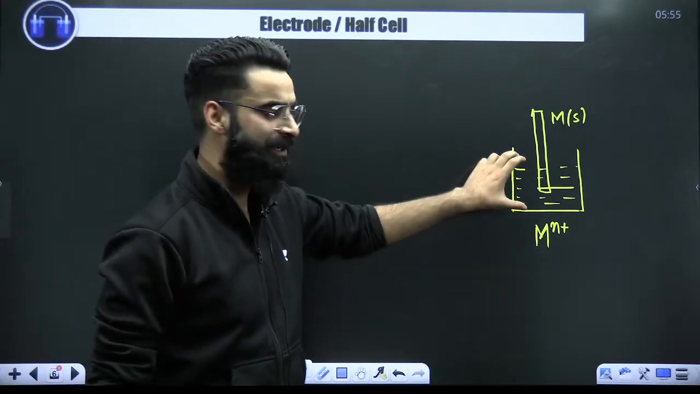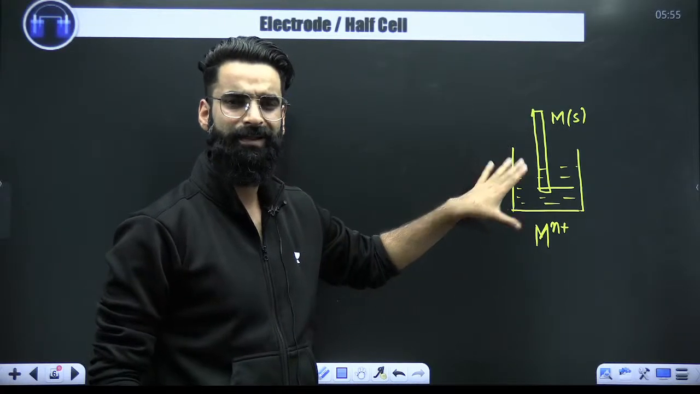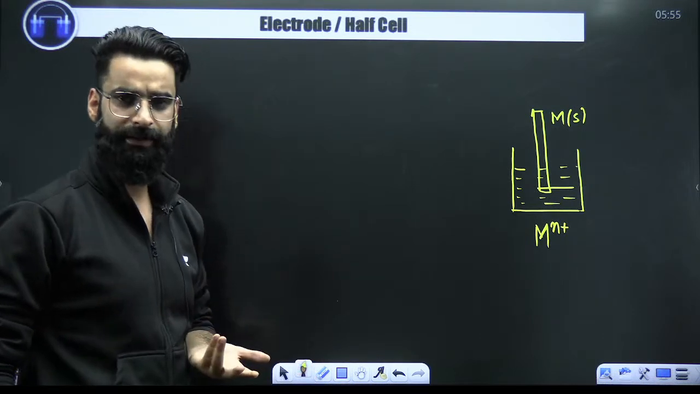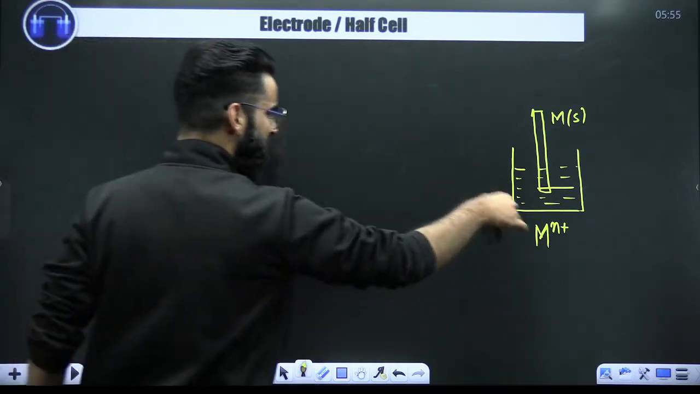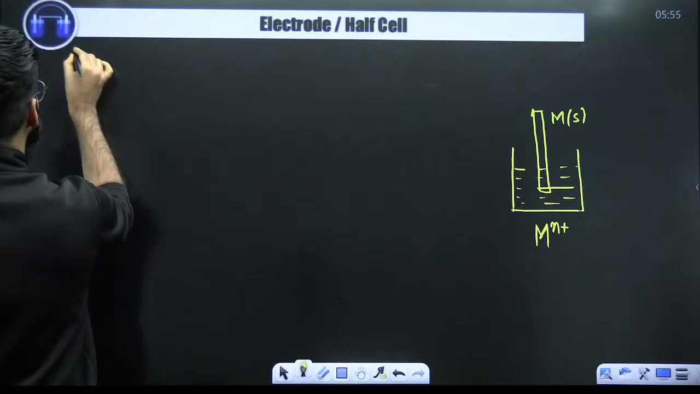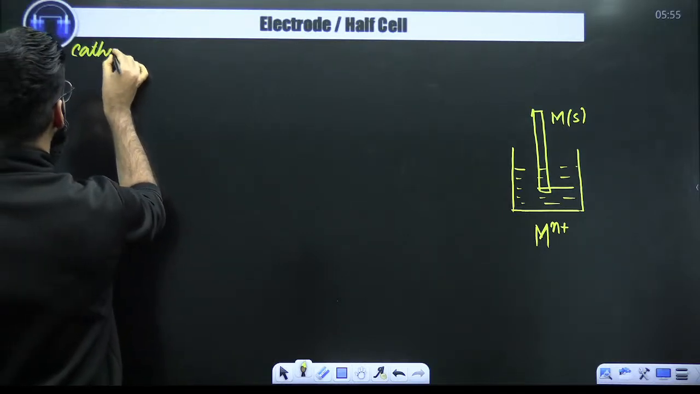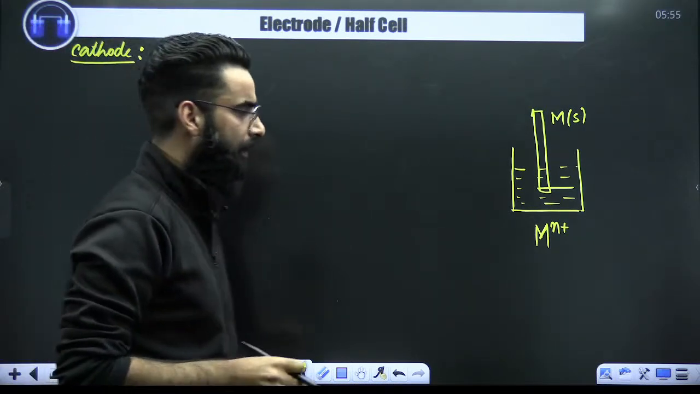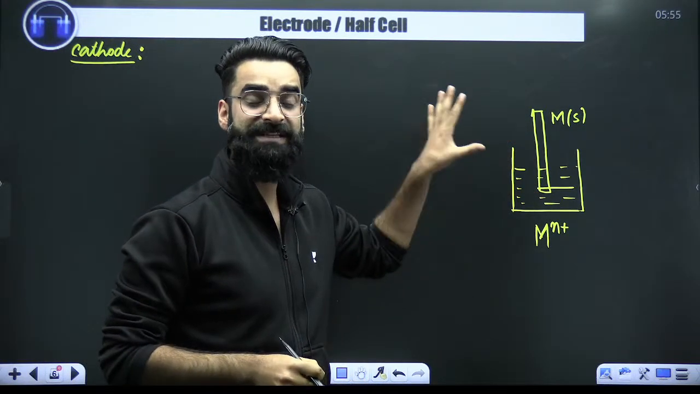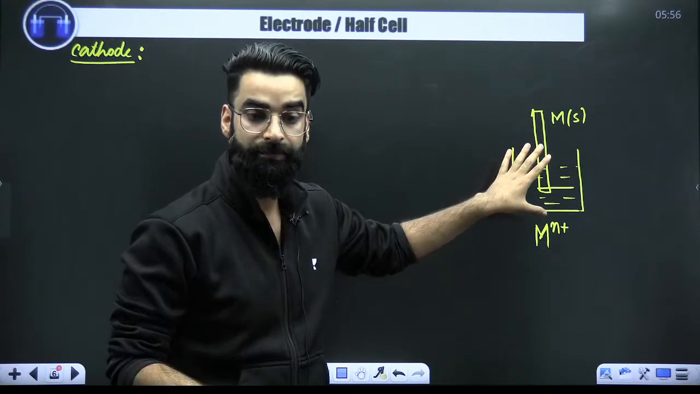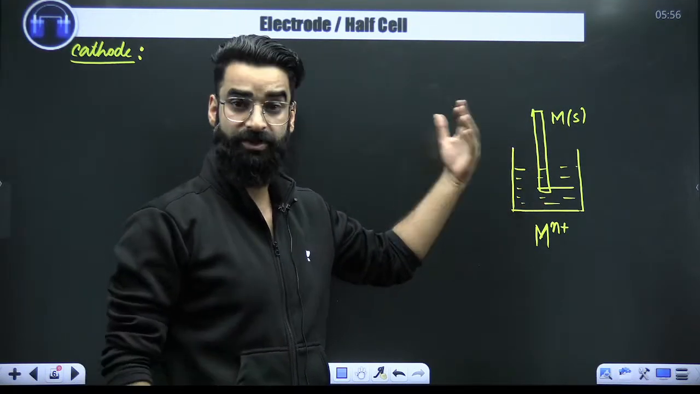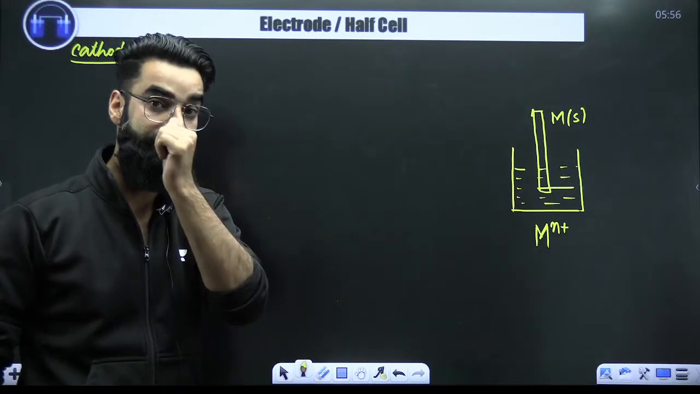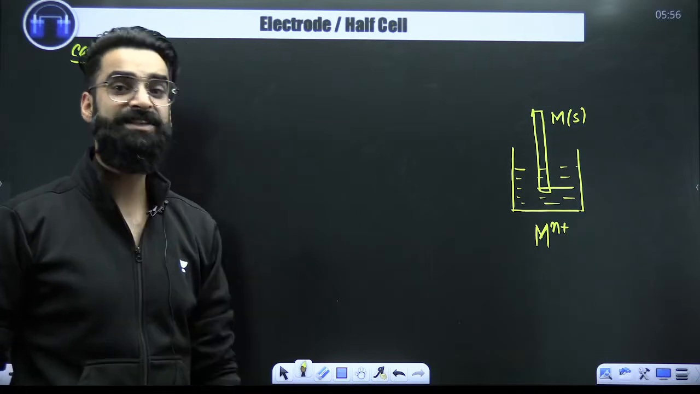Now, this particular electrode which I've taken over here can work like cathode, it can work like anode as well. You know it already. Imagine that this particular electrode is working like cathode. Now tell me one thing. When this particular electrode behaves like the cathode, what is going to happen? Oxidation or reduction? Reduction will happen, because at cathode, always reduction takes place. A reduction means gain of electrons.